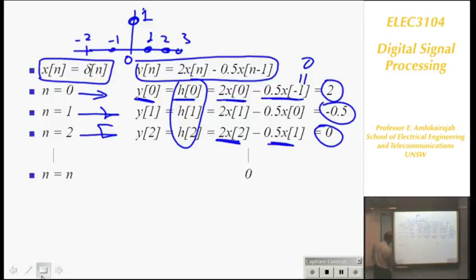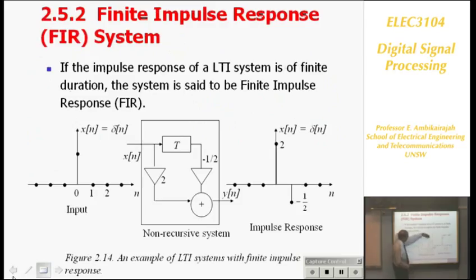So for a finite impulse response system, which is a forward system, you will find only the forward part would be there. Everything is finite. In that case, the impulse response output is that and that, that and that, and then all zeros.